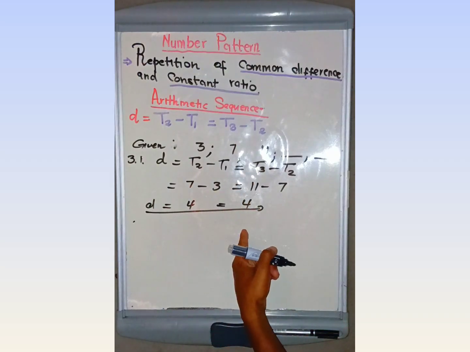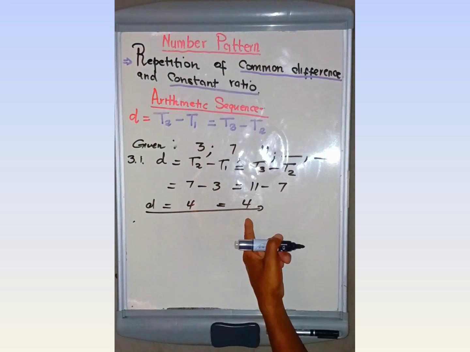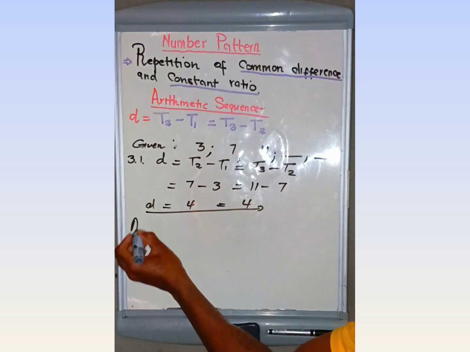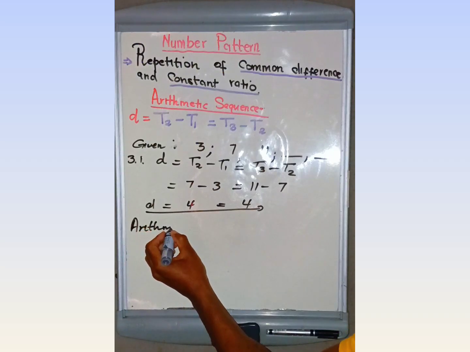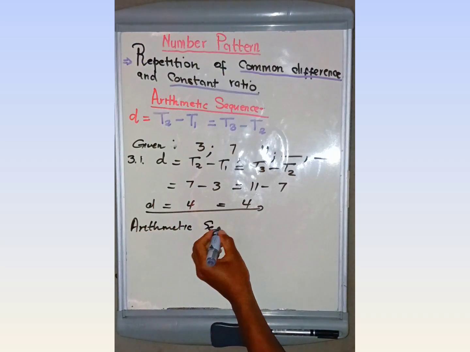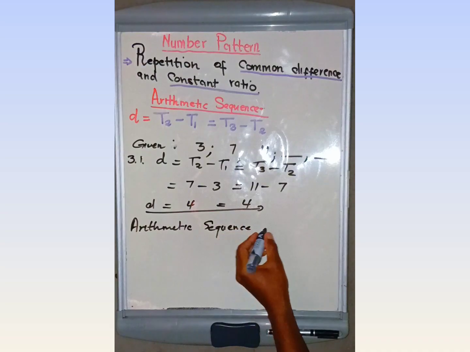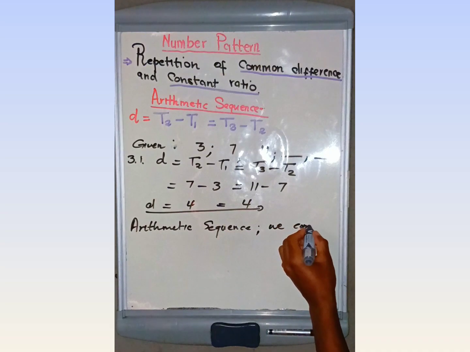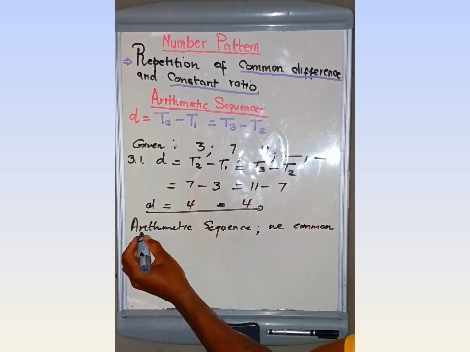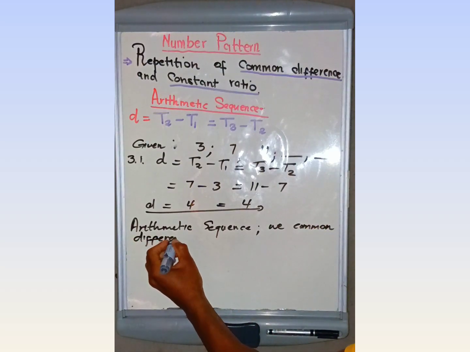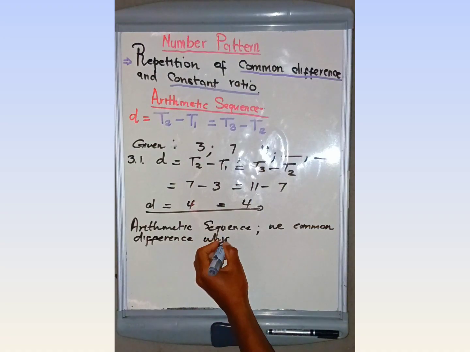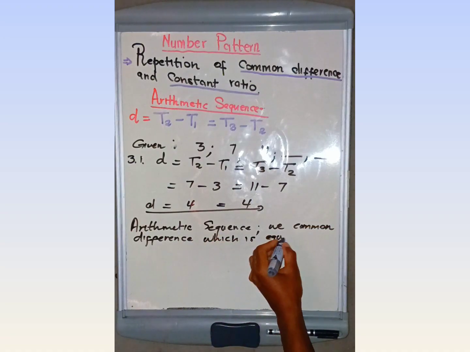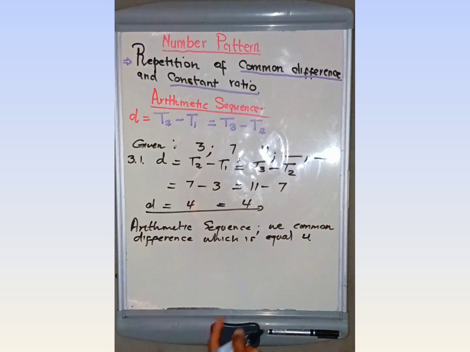sequence. Why is it an arithmetic sequence? Because we have a common difference which is equal to 4. Then you draw a conclusion. This is an arithmetic sequence. Why is it an arithmetic sequence? It's because we have a common difference, which is equal to 4. Okay, therefore that is how we prove a sequence is arithmetic, or geometric.